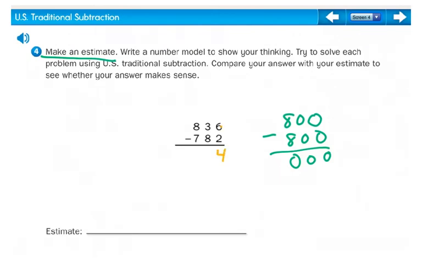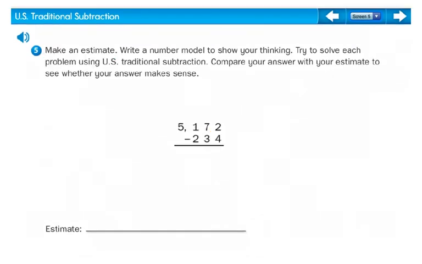6 minus 2 is 4. I cannot take 3 minus 8, so I'm going to borrow from the 8 and make that a 7 and put those 10 in front of the 3 to make 13. 13 minus 8 is 5. And 7 minus 7 is 0. Oftentimes we just leave that. Is 54 close to 0? Well, it's about halfway, but we know that if we would have ended up with an answer, let's say, of 14 here, we know, oh, something happened. I'm going to go back and look at it again.